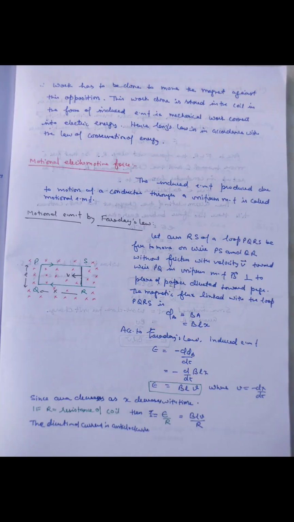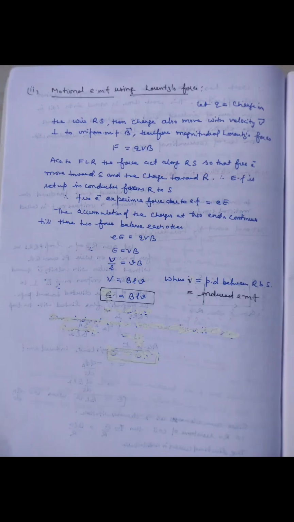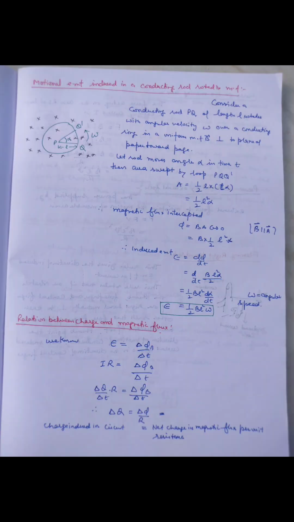Induced EMF produced due to motion of a conductor through a uniform magnetic field is called motional EMF. It is equal to BLv, where B is magnetic field, L is length of conductor, v is the velocity of the conductor. Motional EMF can be found both by Faraday's laws of electromagnetic induction and by using the concept of Lorentz force.